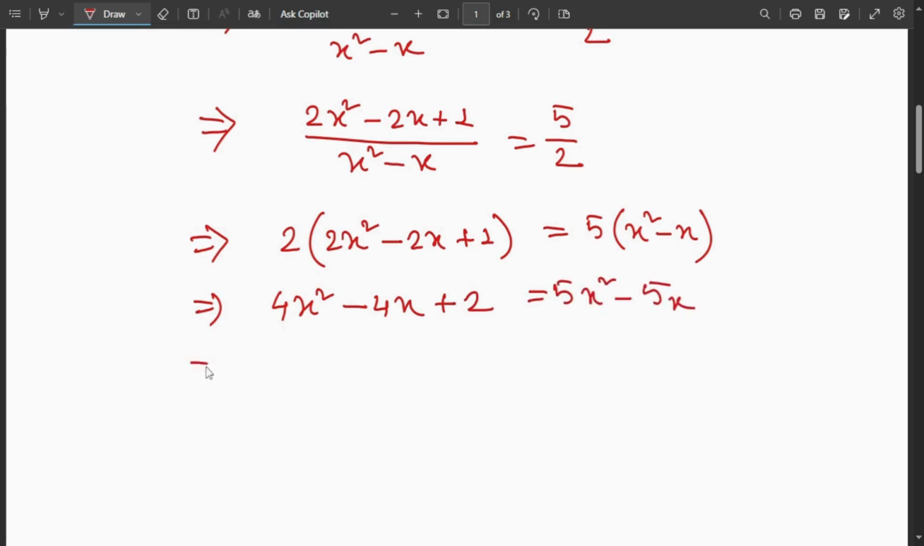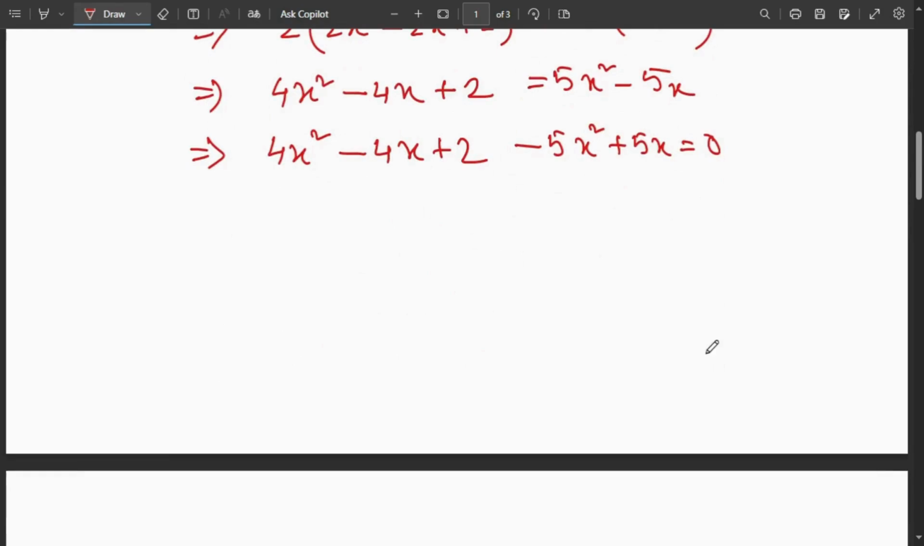Okay, next step is 4x square minus 4x plus 2 minus 5x square plus 5x is equal to 0. Okay, so the next step is taking the like terms: 4x square minus 5x square becomes minus x square, minus 4x plus 5x becomes plus x, and here it is plus 2 is equal to 0. Taking the minus common, that is x square minus x minus 2 equals 0.